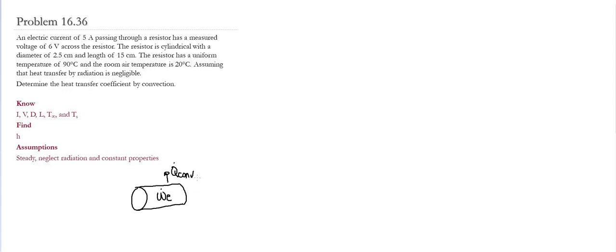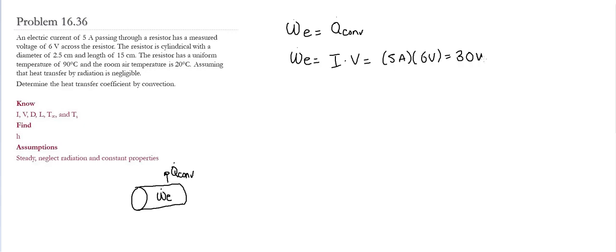Since there is no radiation, the balance of energy makes it that the amount of electrical power is equal to the amount of heat transfer lost by convection. Okay, so let's start with the calculation of the electrical power. It is equal to the current times the voltage. So that's simply 5 amps times 6 volts, which is equal to 30 watts.